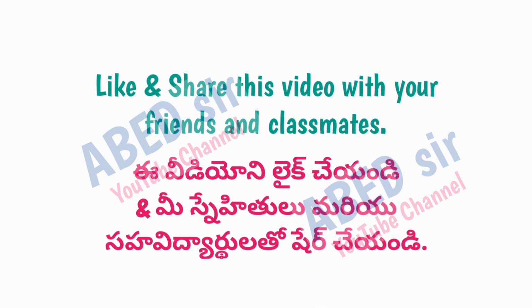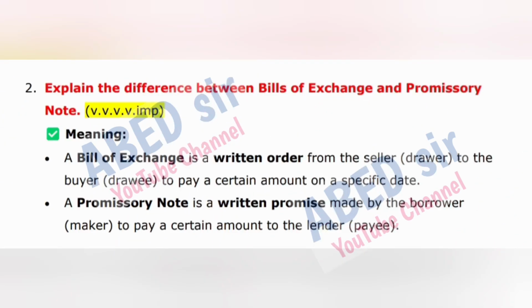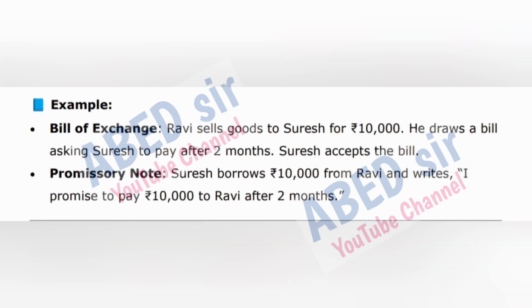Next important long question is to explain the difference between bill of exchange and promissory note. Meaning: a bill of exchange is a written order from the seller, drawer, to the buyer, drawee, to pay a certain amount on a specific date. A promissory note is a written promise made by the borrower, maker, to pay a certain amount to the lender, payee.